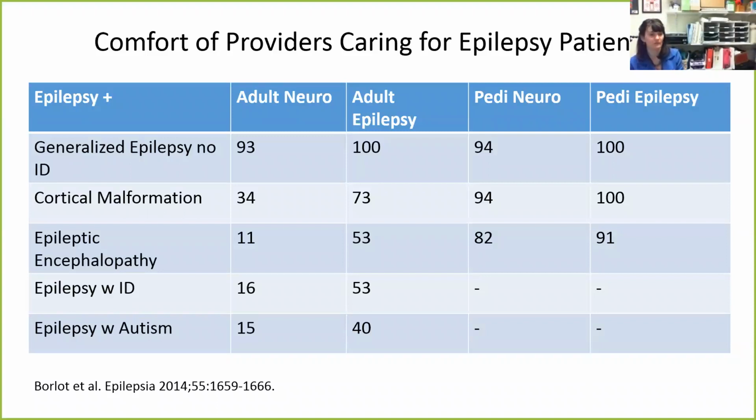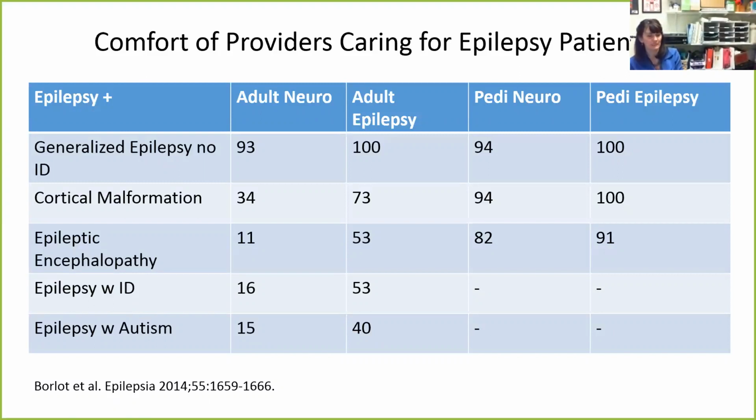And what they did is they surveyed adult neurologists, adult epileptologists, pediatric neurologists, and then pediatric epilepsy specialists to say, how comfortable do you feel caring for this particular patient population with epilepsy. For patients with generalized epilepsy, no intellectual disability, an example of this would be a common epilepsy syndrome like juvenile myoclonic epilepsy, pretty much everyone felt comfortable right across the board.